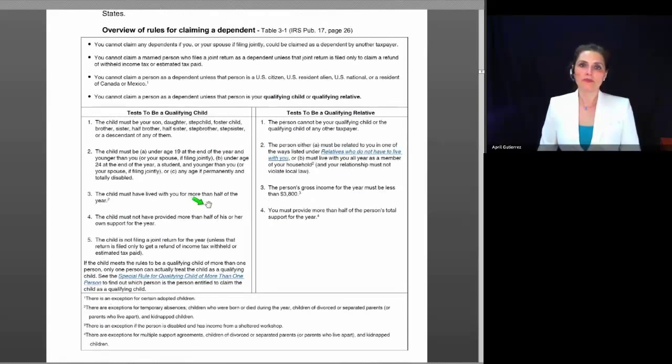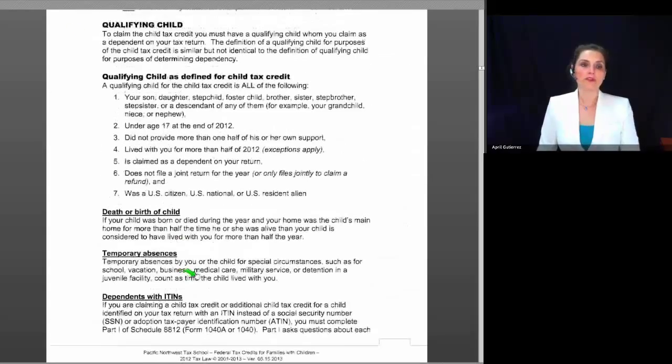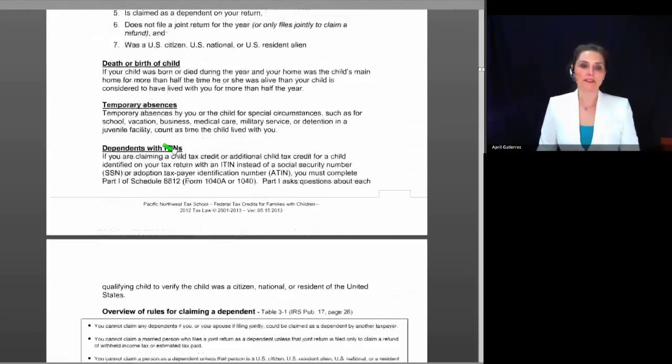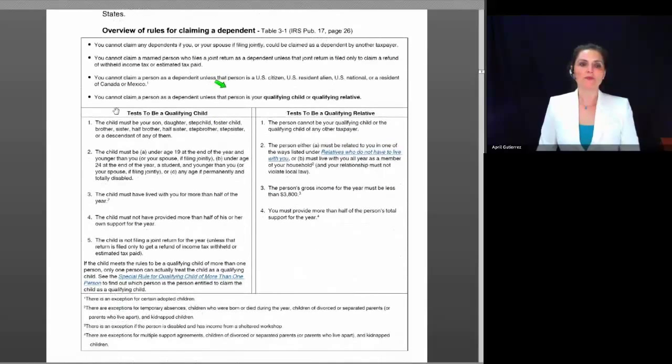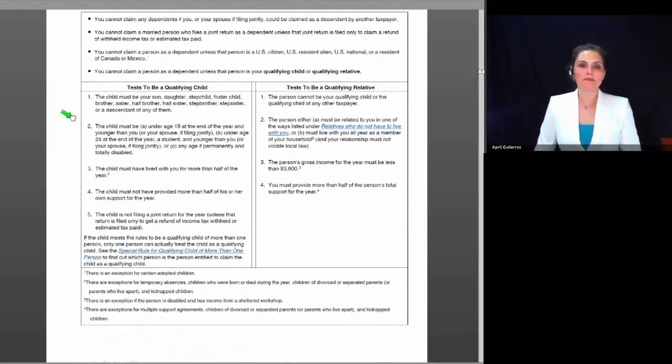Now that we've gone through the rules for the child tax credit, I want to compare those to the rules for claiming a dependent. And you will notice that if you go through the rules for claiming the child tax credit, rules 1 through 7, they're fairly much a match for the rules under the tests to be a qualifying child. But next to the tests for qualifying child, we have tests to be a qualifying relative. One of the big differences between qualifying child and qualifying relative is residency. To claim a qualifying child, you have to have a child that physically lived with you for more than half the year, whereas with qualifying relative, the relative does not need to live with you at all.